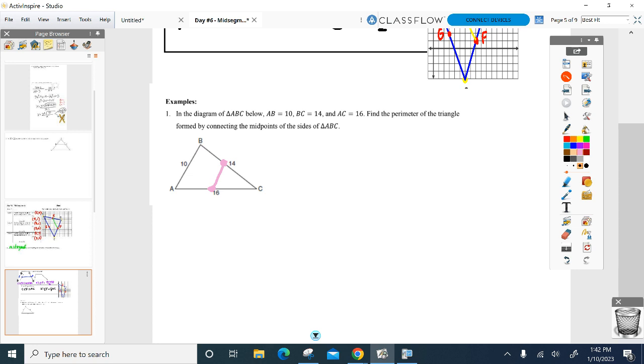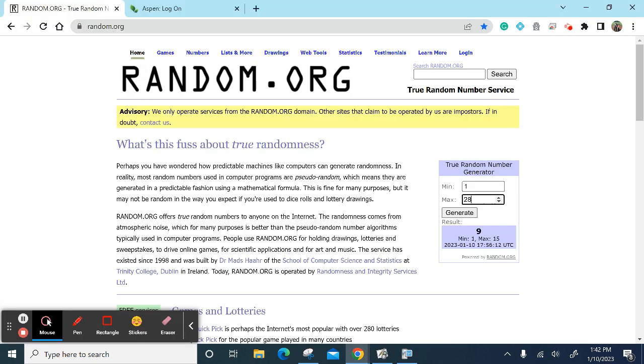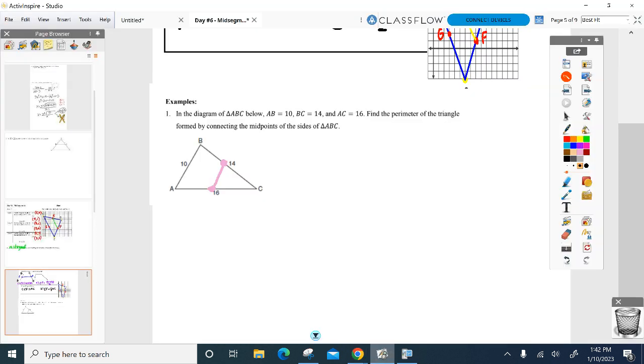Quickly discuss before I call on somebody. How long is that midsegment I just drew in? Here you go, 20. How long is it? 5, right? Half of 10? I take half the 10. It's half the other side.